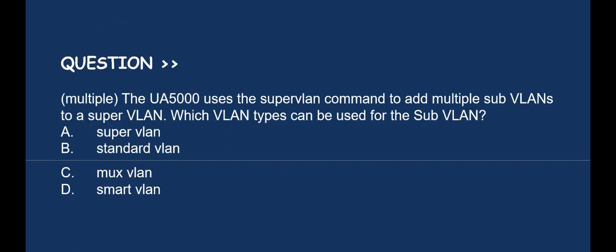Next question, The UA5000 uses the Super VLAN command to add multiple sub VLANs to Super VLAN. Which VLAN types can be used for the sub VLAN? Option A, Super VLAN. Option B, Standard VLAN. Option C, Max VLAN. Option D, Smart VLAN. The correct answers are option B, C, and D.